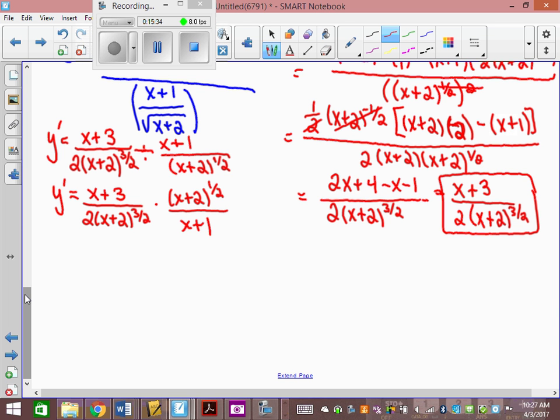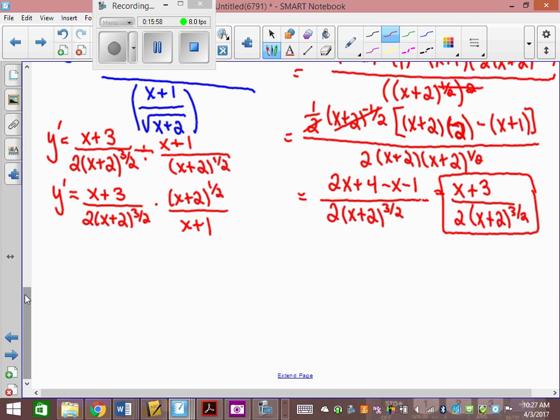Okay. The x plus 3 and the x plus 1, nothing in common, can't take away. The 2, nothing in common. But these two are actually the same. This is a half and this is 3/2. So what do we do? Minus them. So a half minus 3/2 is -1.